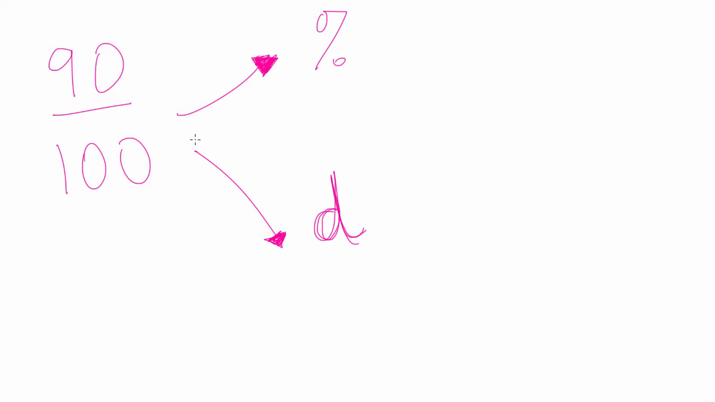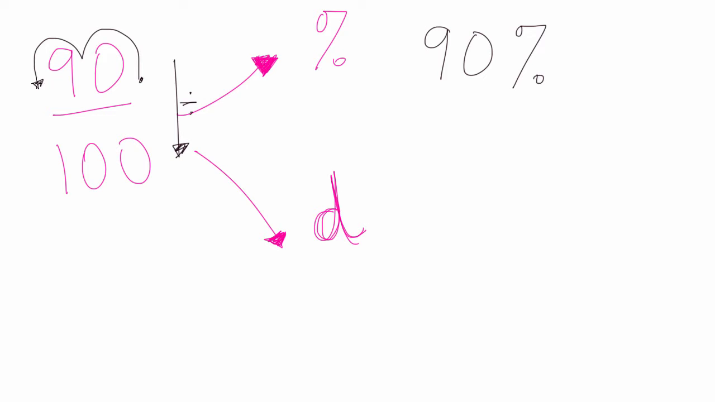And this is what you should have got. 90 over 100 is the same as 90 per 100, which is 90%, and you've just told yourself the answer, 90%. To change a fraction to a decimal, we read down as division. Dividing by 100 means move the decimal point twice. Drop it in there and add a 0 so everyone can see it.